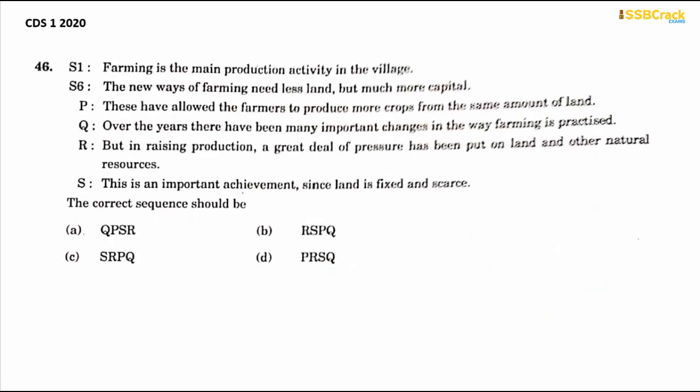Next one: farming is the main production activity in the village. Sentence 1. Sentence 6, the last sentence, is: the new ways of farming need less land but much more capital. Right? Because this is all about farming, we don't find any definite information from sentence 1 and 6. So what we will do is try to find the clues from the PQRS statements. So look at S: this is an important achievement since land is fixed and scarce.